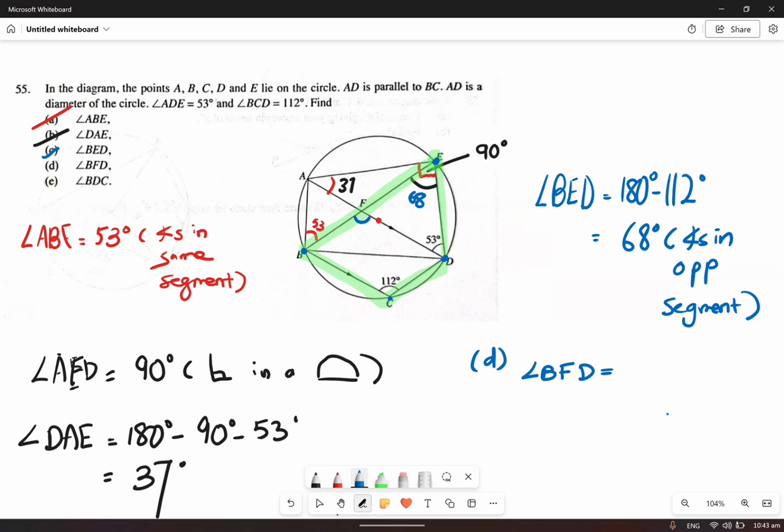Why do I say exterior angle of a triangle? Because you want to find this one over here, right? So you just have to do 68 degrees plus 53 degrees. We get an answer of 121 degrees. We call this the exterior angle of a triangle.